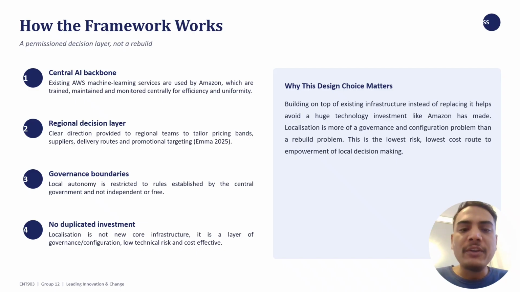In this slide, I will be talking about how the framework works. Practically, here is how it works. The central AI backbone, Amazon's existing AWS machine learning services, stays trained, maintained, and monitored centrally for efficiency and consistency. On top of that sits a regional decision layer where regional teams can adjust pricing bands, suppliers, delivery routes, and promotional targeting. This all happens within governance boundaries set centrally, so local autonomy is real but bounded, not unrestricted.